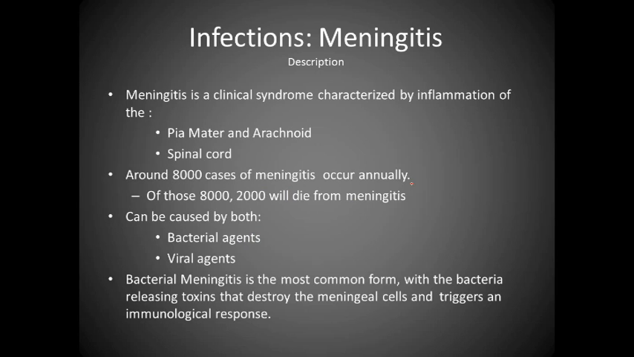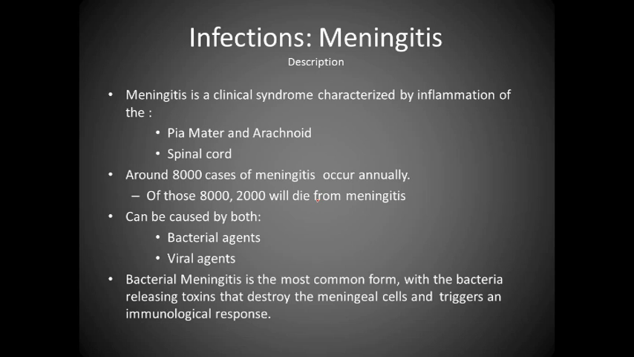So another type of infection is meningitis. Meningitis is a clinical syndrome characterized by the inflammation of the pia mater and the arachnoid, or also the spinal cord. Around 8,000 cases of meningitis occur annually, and of those 8,000, 2,000 will die from meningitis. So we'll see that it's quite deadly for those who actually do get it. It can be caused by both bacterial agents and viral agents, so you can have bacterial meningitis and viral meningitis.